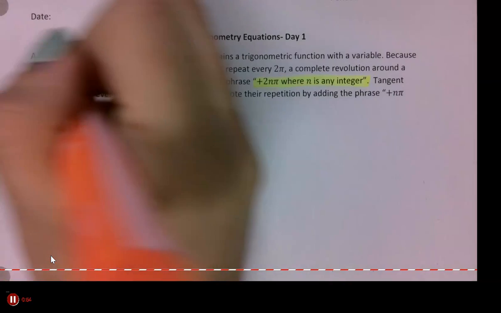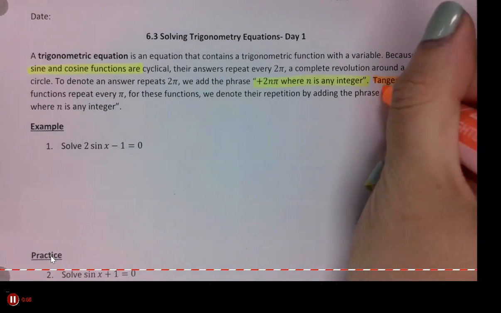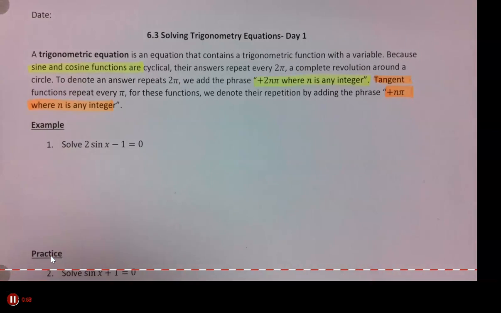Then for tangent, this one repeats every half a circle. So when I write out my answer, that one will get a plus pi n, or n pi, where n is any integer.